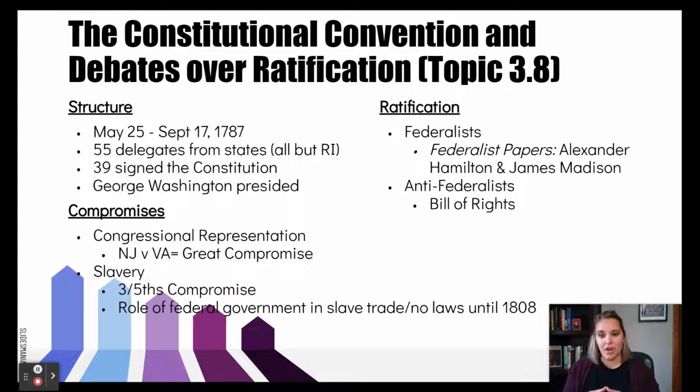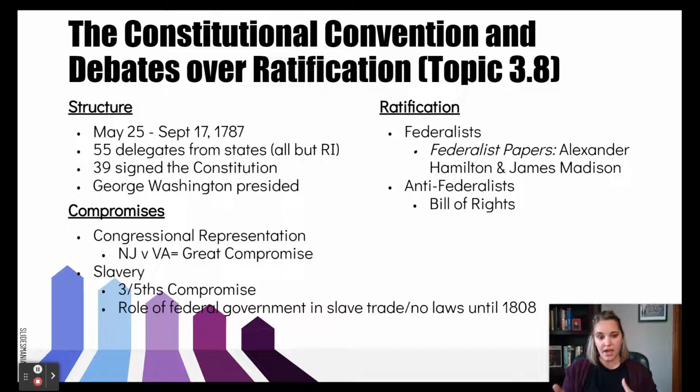Another compromise that you need to be aware of is the 3/5 compromise. This is once again dealing with representation. And it was about the idea of how much slaves would count towards the population, which would then impact the representation. And so they decided that an enslaved person would count as 3/5 of a person for representation in the federal government. They also determined that the federal government will make no laws regarding the slave trade until 1808. So there are many other compromises, which we'll talk about next, but what ends up happening in the ratification is we see two groups coming forward.